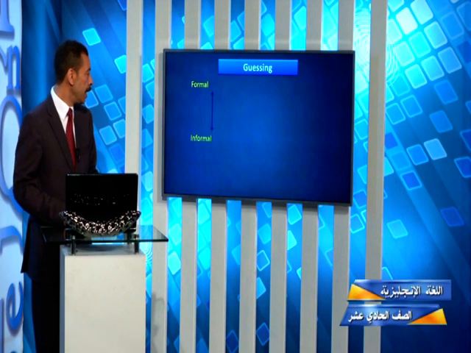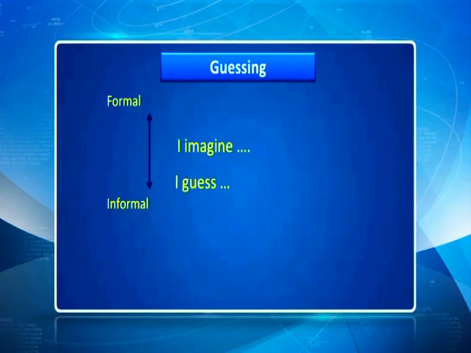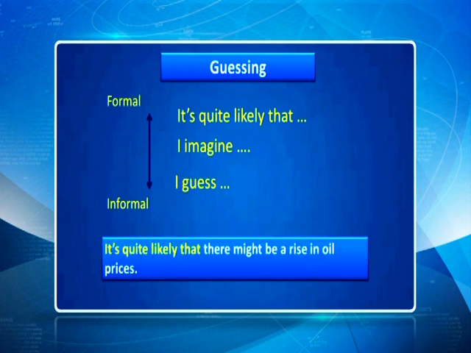Another expression, we have guessing. Now the same, you can express guessing in different forms, whether formal or informal. In informal language, you can say, I guess, or I imagine. But formal expressions, you can say, it's quite likely that. And here you express also guessing. Our example would be, it's quite likely that there might be a rise in oil prices.